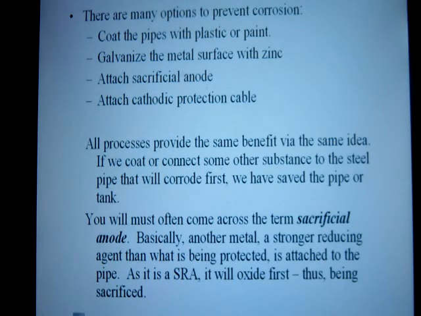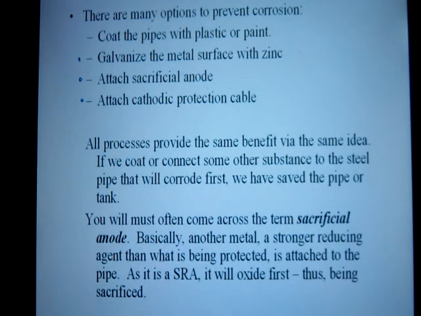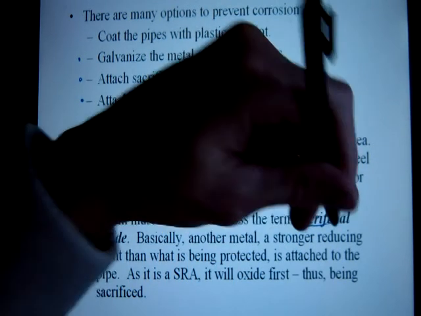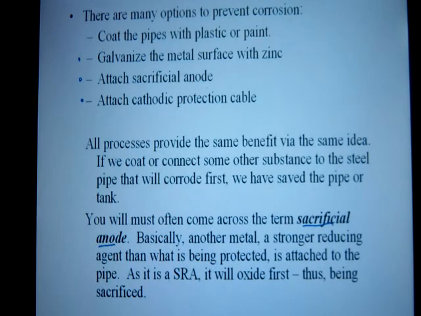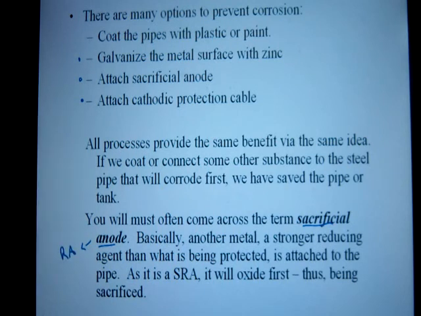Then some other things that we'll look at a little more closely are these. They all essentially involve the same idea. We're causing or allowing the iron, if it's in fact steel, to not be oxidized. We'll look right now at the sacrificial anode. Sacrificial anode is exactly what it sounds like. It's an anode that sacrifices itself. Well, an anode is a reducing agent. And so your iron is acting as a reducing agent when it's being rusted.